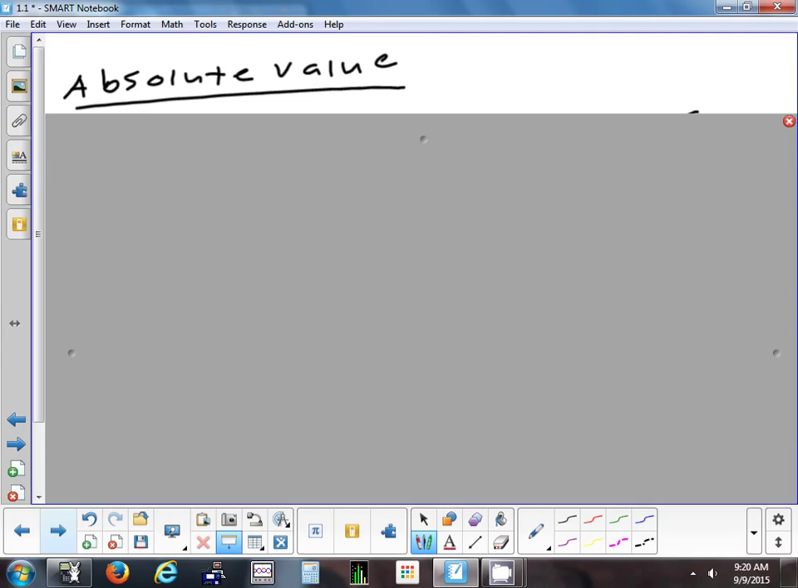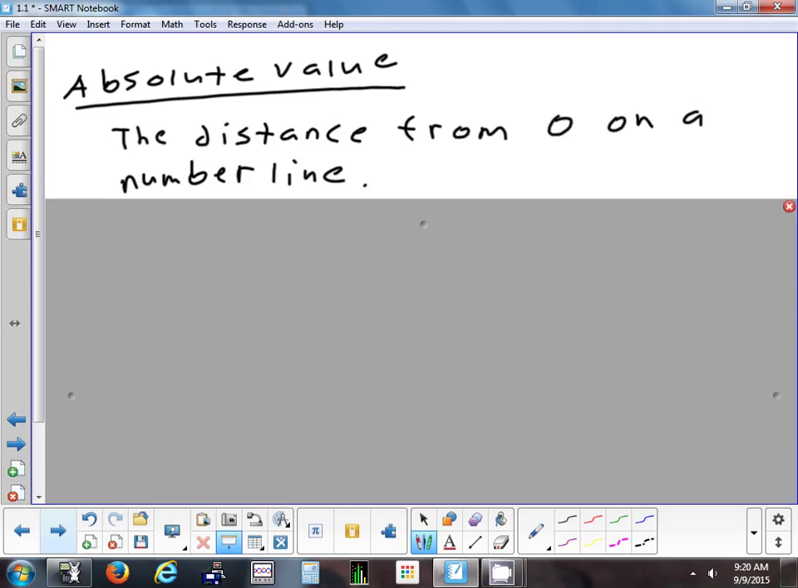Okay, absolute value. Really quick review of that. Simplest way to think of absolute value is it's a distance. It's basically how far a number is from 0 on the number line.